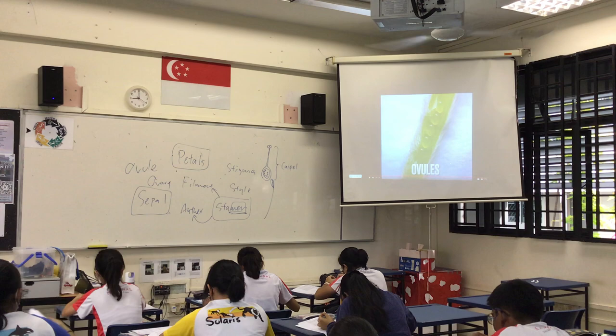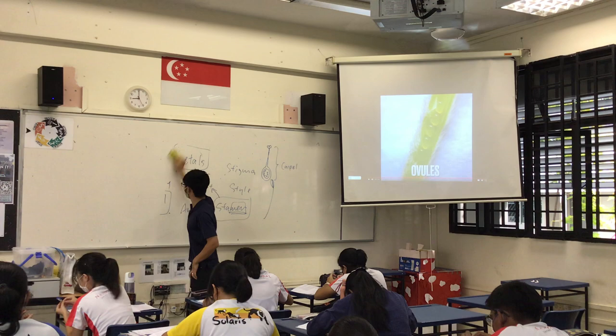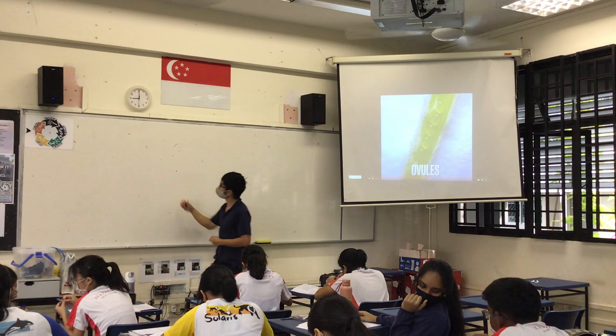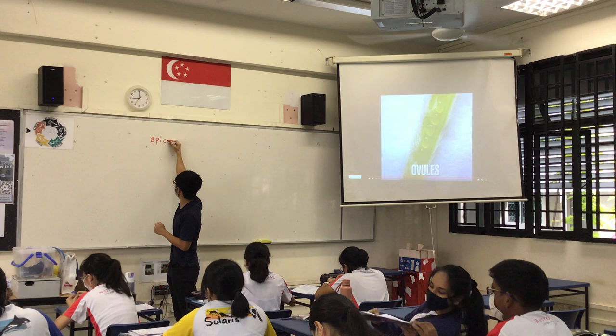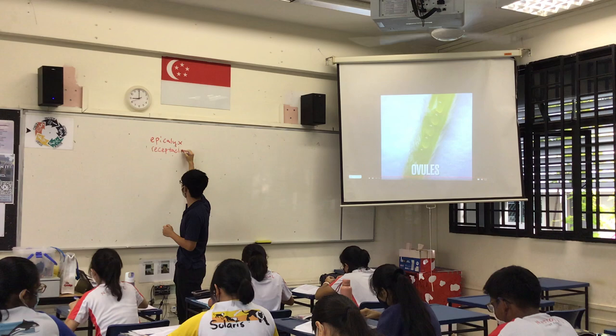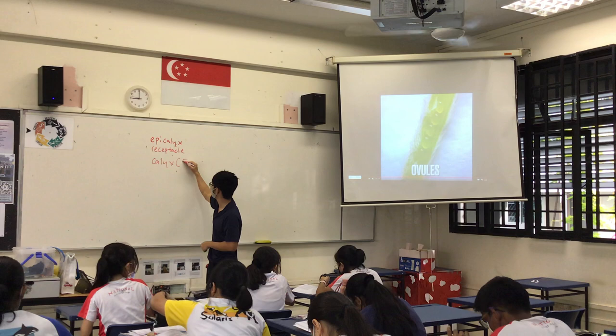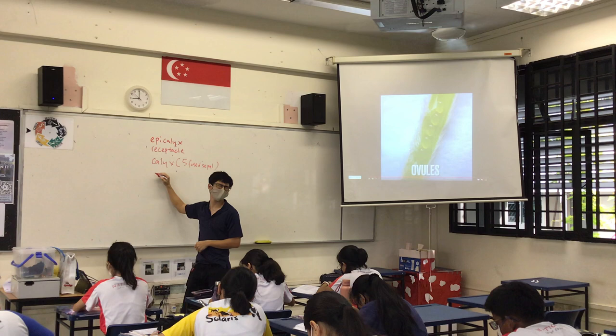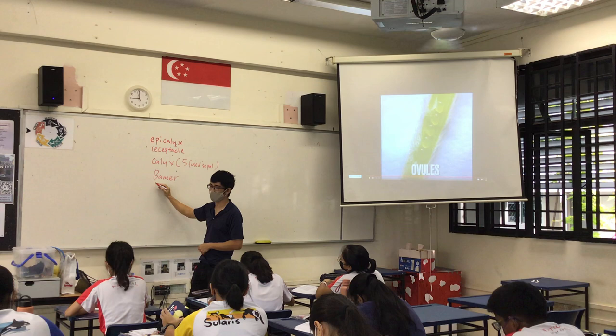Okay, let me write down all the parts you have to find out. So it's a checklist for you, starting from the outside up. This is what I'm going to write. Epicalyx. The last color is at the top. Calyx. It's made out of 5 fused sepals. Then there is a wing. And then there's keel.